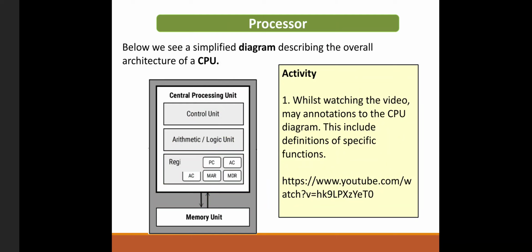So let's talk about the control unit. The control unit is the part of the CPU that gives instructions, tells what needs to be done, and controls all the different parts and aspects of the computer system. The arithmetic logic unit is the part that carries out the mathematical calculations or logical operations.